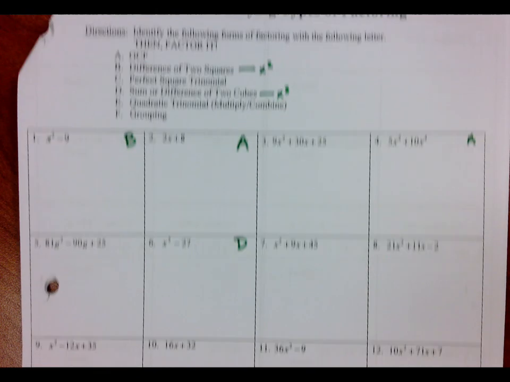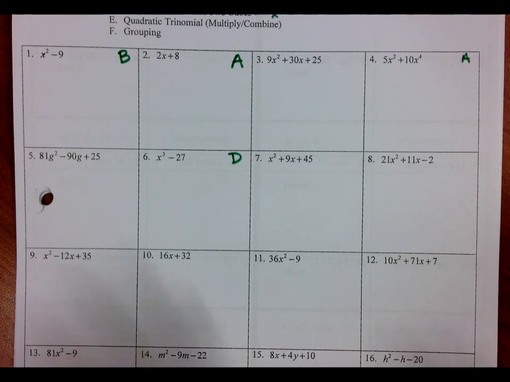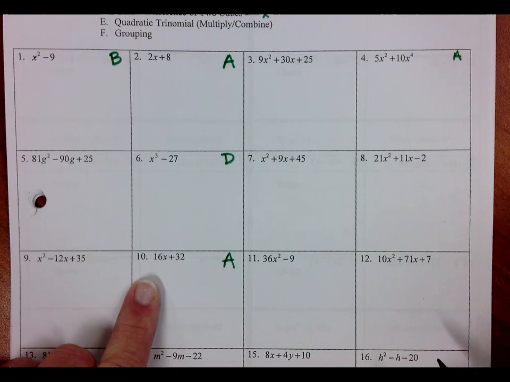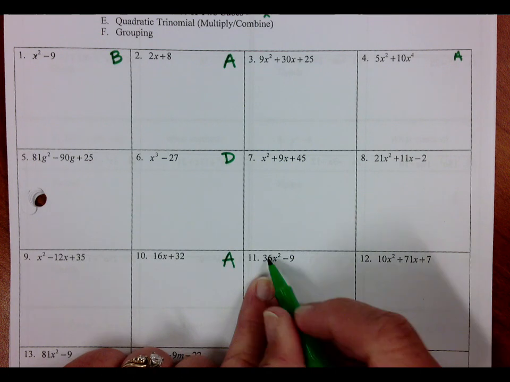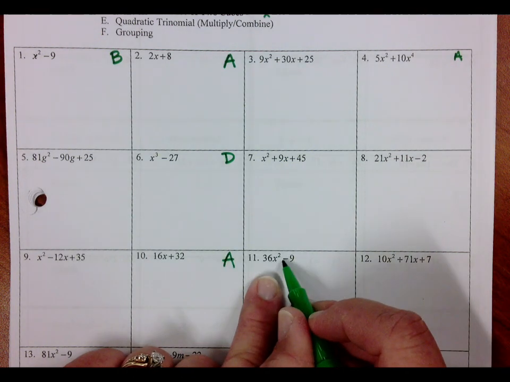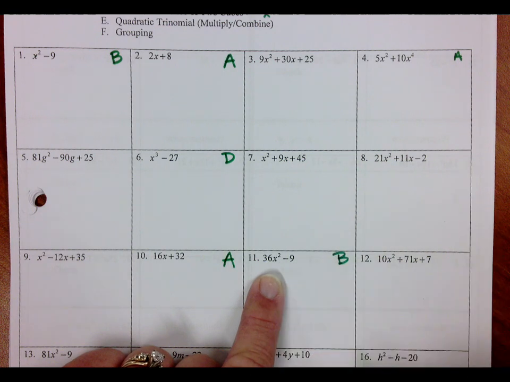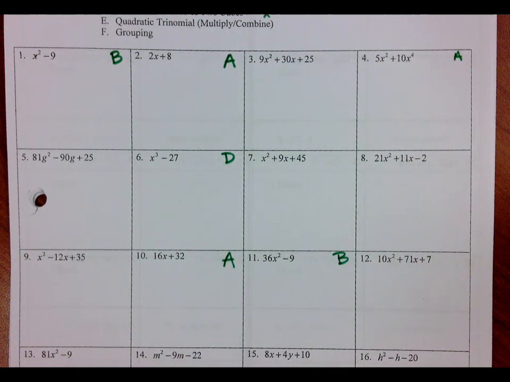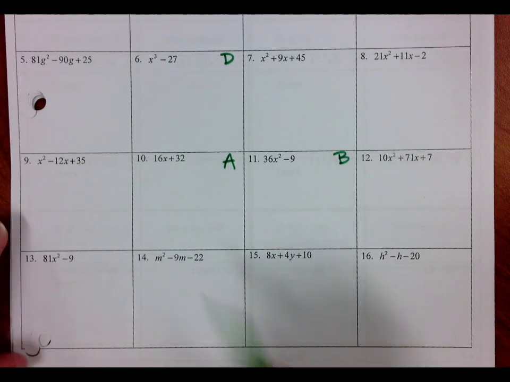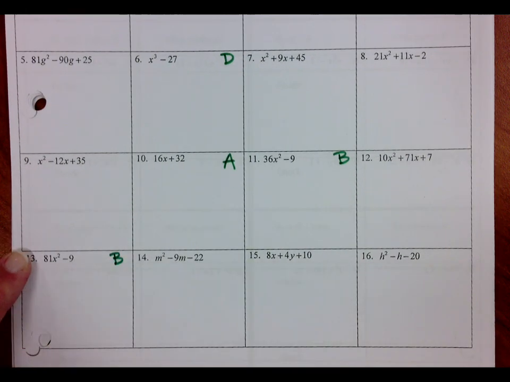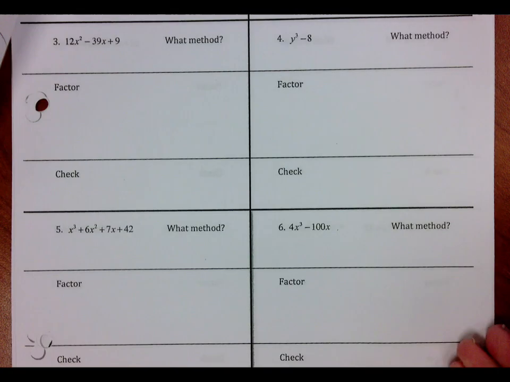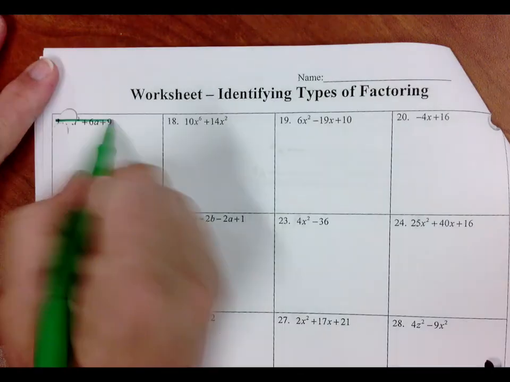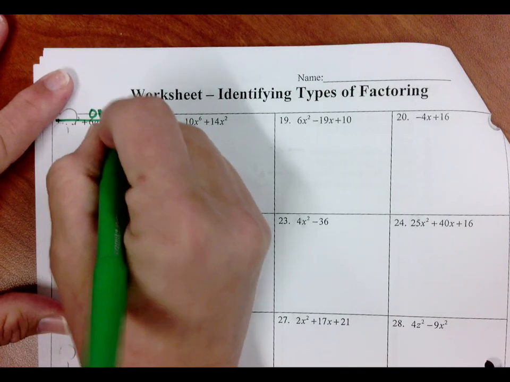What about 10? GCF. 11? Are they perfect squares? Yes. And is it subtraction? Yes. All right, what's another? 13, which one is that? B. That's all the 2's on that side, right? Go to the other side, same thing. Find only the 2's. We're going to omit number 17 because you can't even see it.